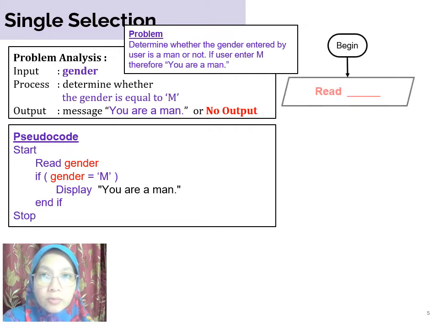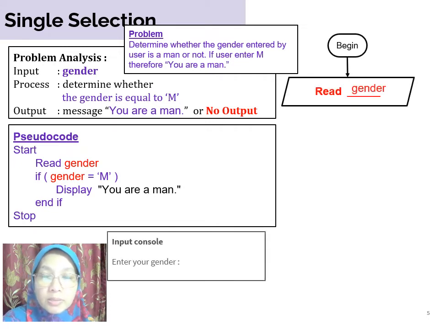Let's see the flowchart. Begin, read gender. When you read the gender, the input console will come out. Enter your gender, and then the user will enter M. After the user enters M, the computer will check the condition.